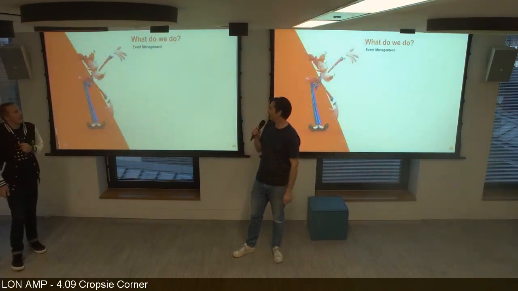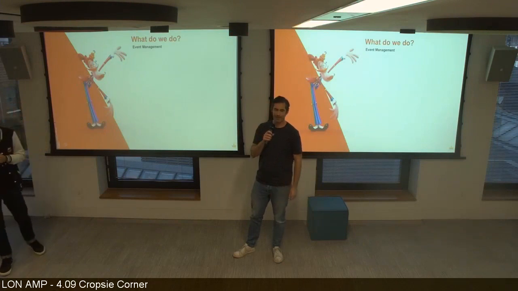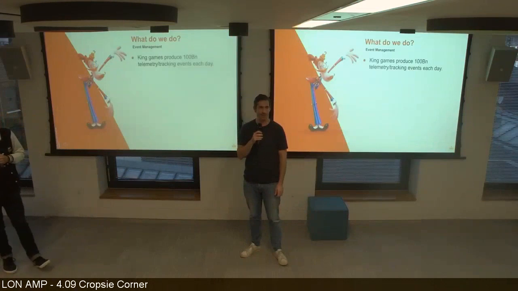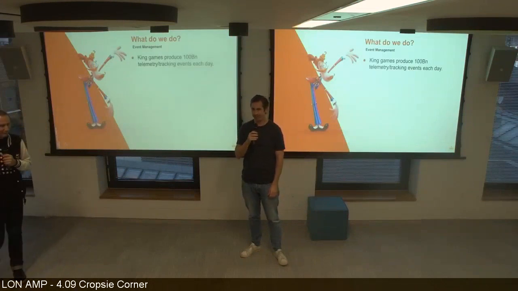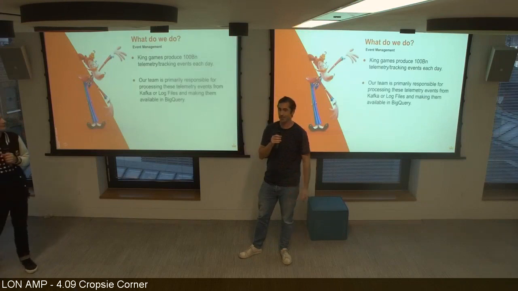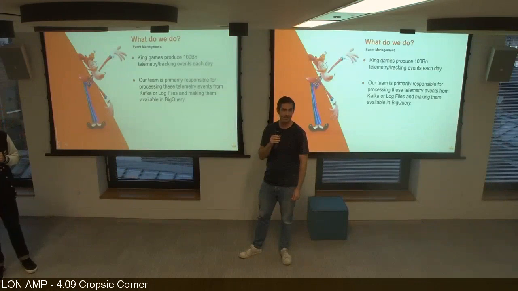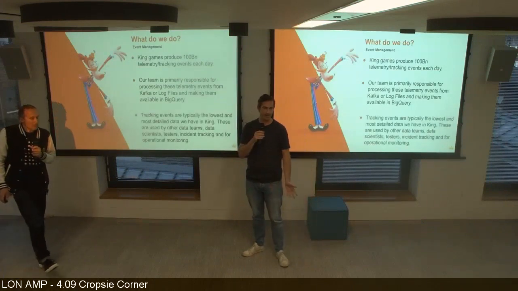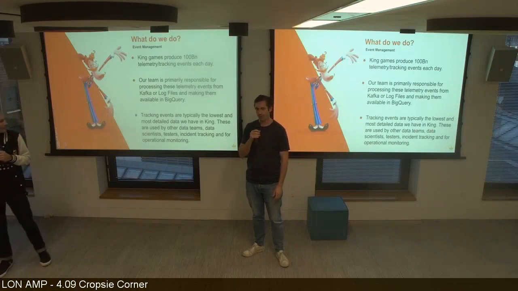So a bit more about the teams we work in. I manage the event management team. King Games produce around 100 billion tracking events every day. Our team is responsible for processing these and getting them into BigQuery. This really is our lowest grain data. It's used by other teams such as Nathan's team, by data scientists. We use it for operational monitoring, incident management, and so on.